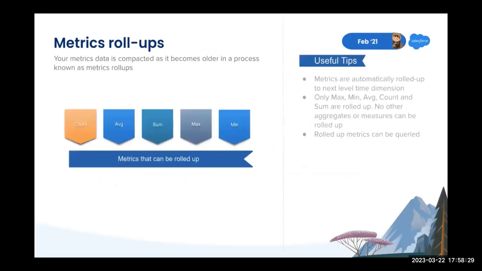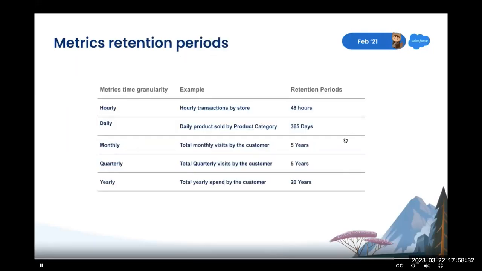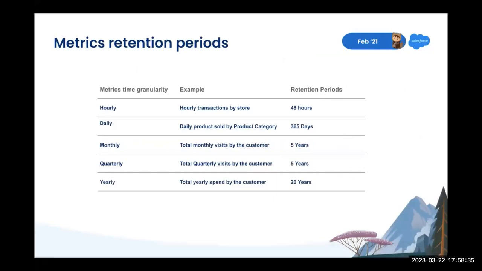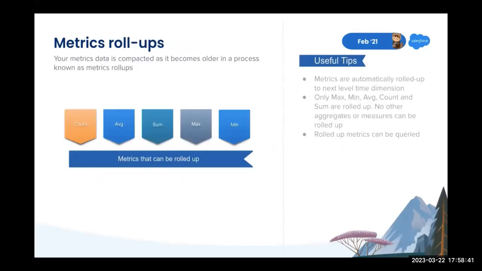Now that leads us to another interesting topic. What's going to happen if I have these hourly metrics, and after 48 hours, I will not be able to get to them? You won't be able to get them at an hourly resolution, but you will be able to get them at a daily resolution. The system is built in a way where certain metrics can be rolled up to a higher time dimension automatically. And these are count, average, sum, max, and min. You will not have data at hourly resolution after 48 hours, but it will be available at a daily resolution. So if you go ahead and query the same metrics by day, you will be able to get them.